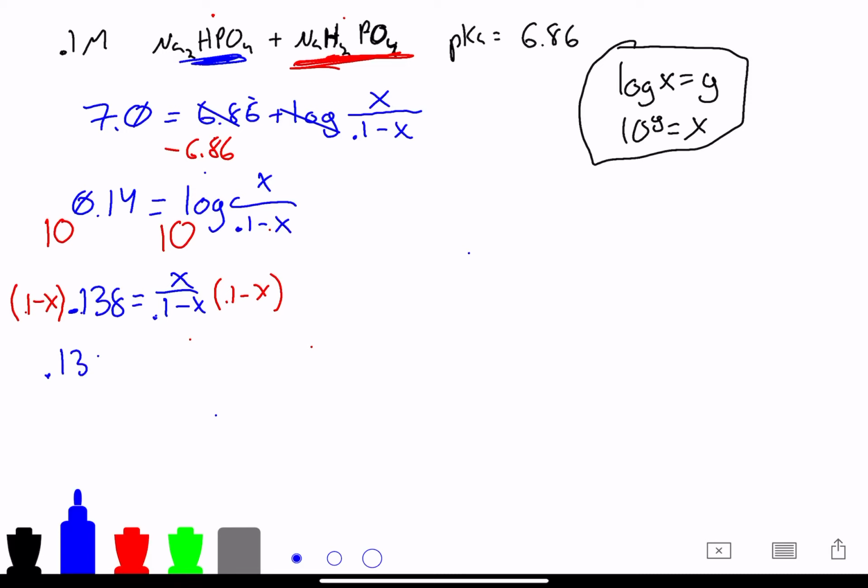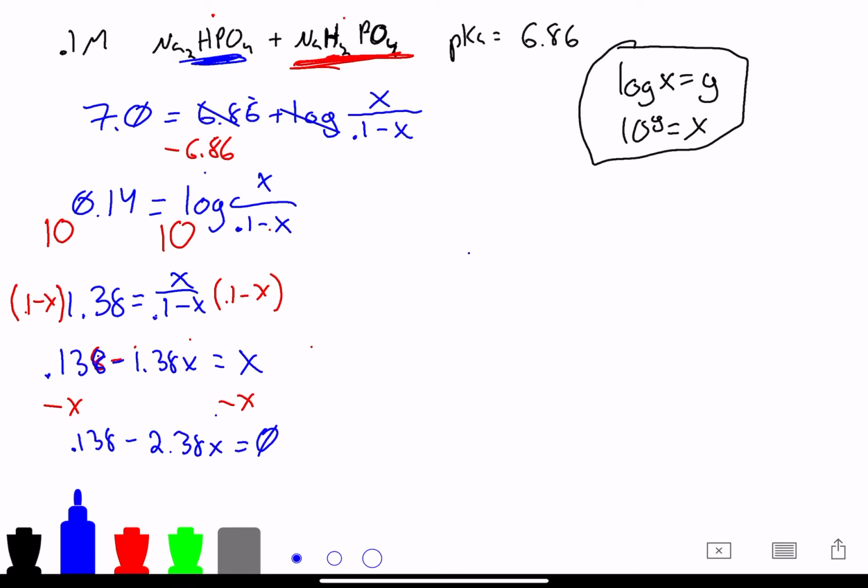I'm sorry, this number right here should be 1.38. If you raise 10 to the 0.14 power, you get 1.38. So over here now, if we multiply this, we'd have 0.138 minus 1.38x is equal to x. Now we just subtract x from each side, and we're going to have 0.138 minus 2.38x.